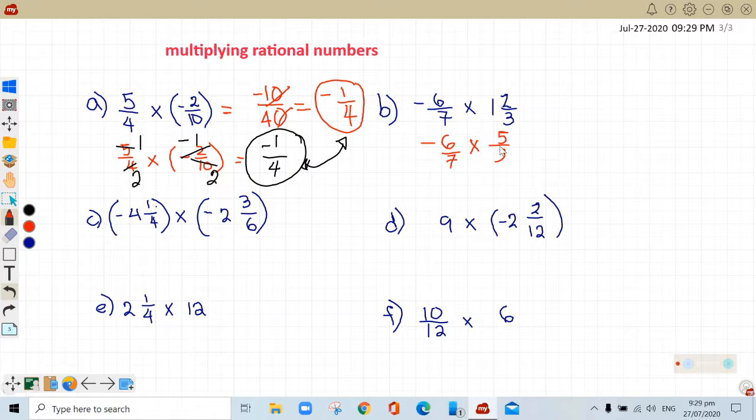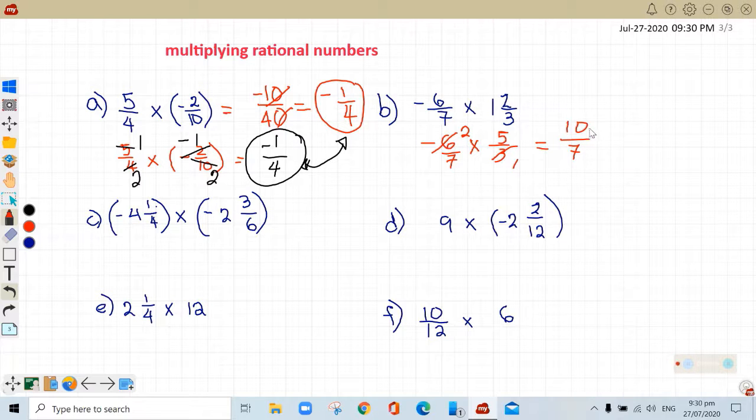After that, we can do cancellation. 6 and 3 here can be divided by what number? They can be divided by 3. So, cancel this and cancel that. 3 divided by 3 will be 1, and 6 divided by 3 will be 2. Now we're done, so we need to continue multiplying. 2 times 5 will be 10, and 7 times 1 is 7.